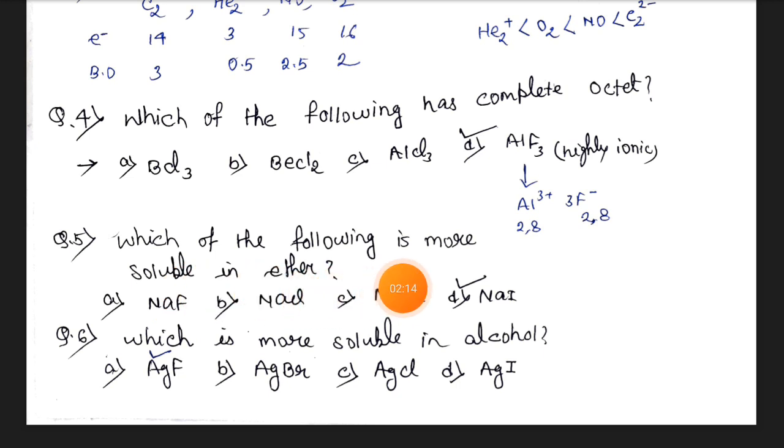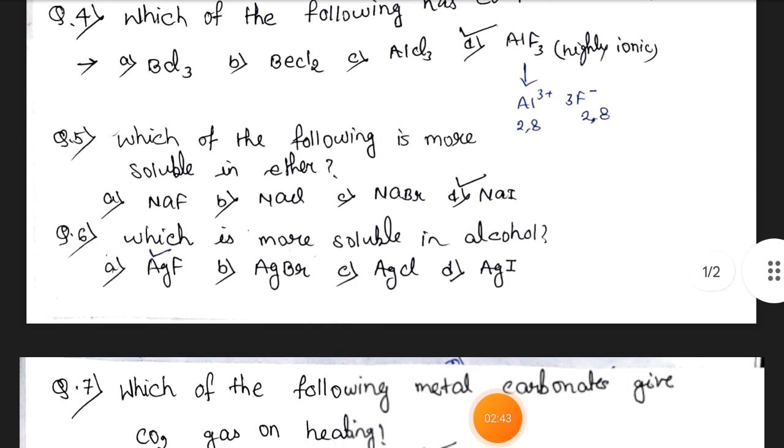Which of the following is more soluble in ether? The more soluble in ether is option D, NaI. We can also solve this question from Fajans' rule. You know that NaI is highly covalent, and ether is non-polar, so NaI is more soluble in ether. Which is more soluble in alcohol? That is AgF. This is also a Fajans' rule question.